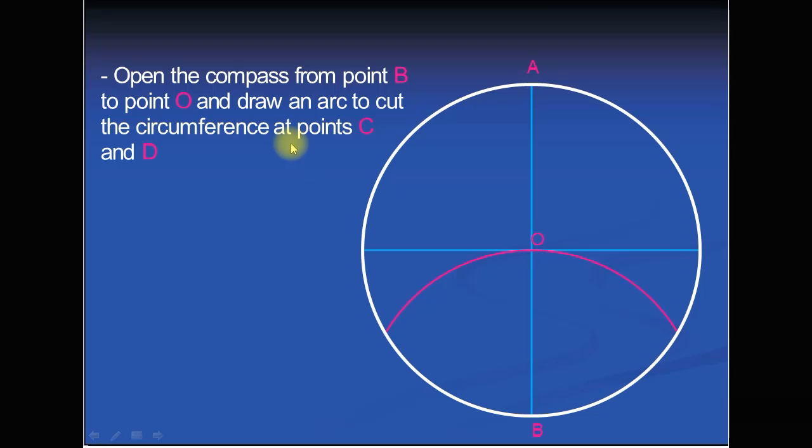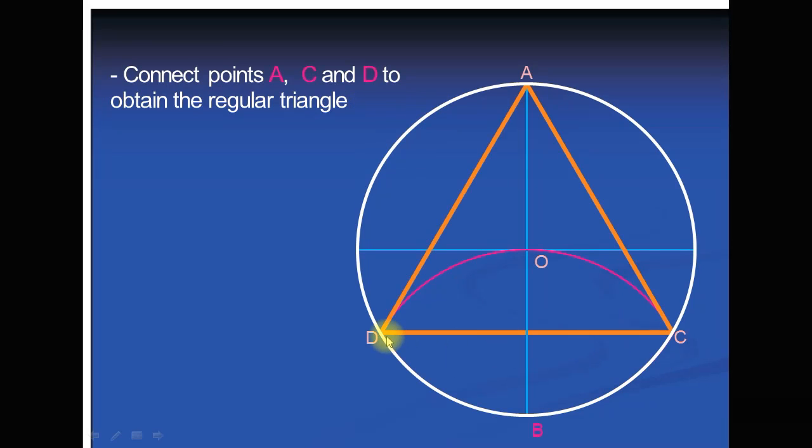Now open the compass from point B. This is point B. Open the compass from point B to point O and draw an arc to cut the circle at points C and D. So you see here in the next slide, points D and C, and then join the point A to D and A to C. You will get the required triangle.